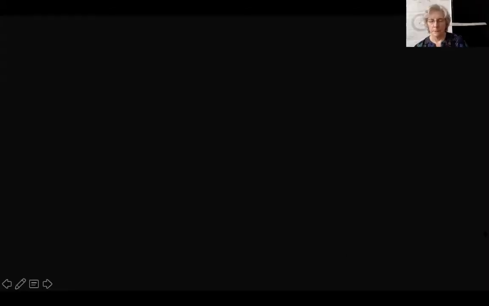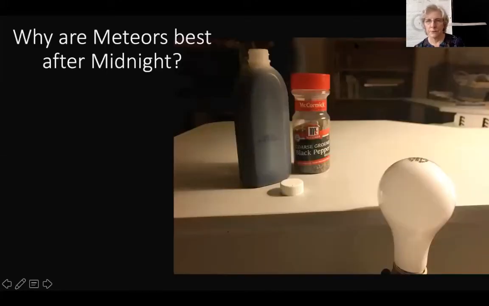Why early morning, right? It's always said that meteor showers are best after midnight. We always tell people meteor showers are best after midnight, but here's a nice little way to explain why. I call this kitchen astronomy, and I've got a lot of little things like that. Okay, so why are meteors best after midnight?